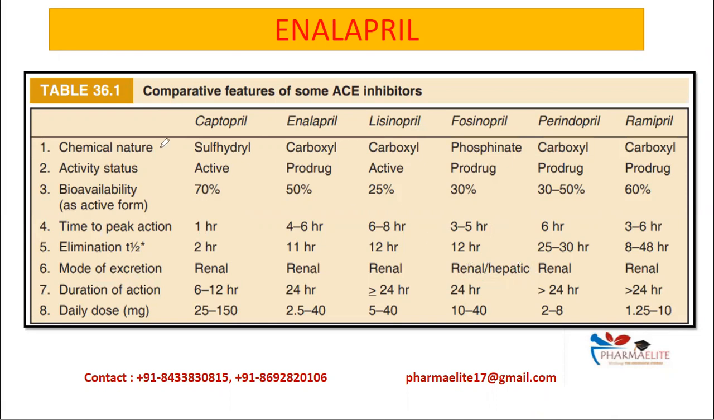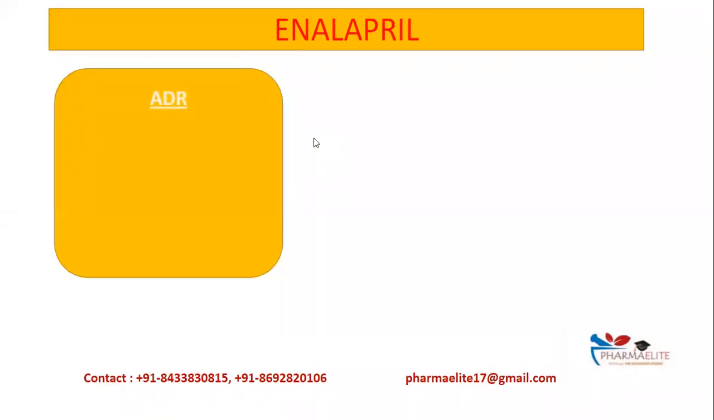So the four main points that we need to remember here are the chemical nature, their activity status, where captopril and lisinopril are not prodrugs, rest all are prodrugs. Bioavailability also you can remember, and also mode of excretion. Rest, the time of action, elimination, T-half, duration of action and daily dose is not that important. Next is the ADR part.